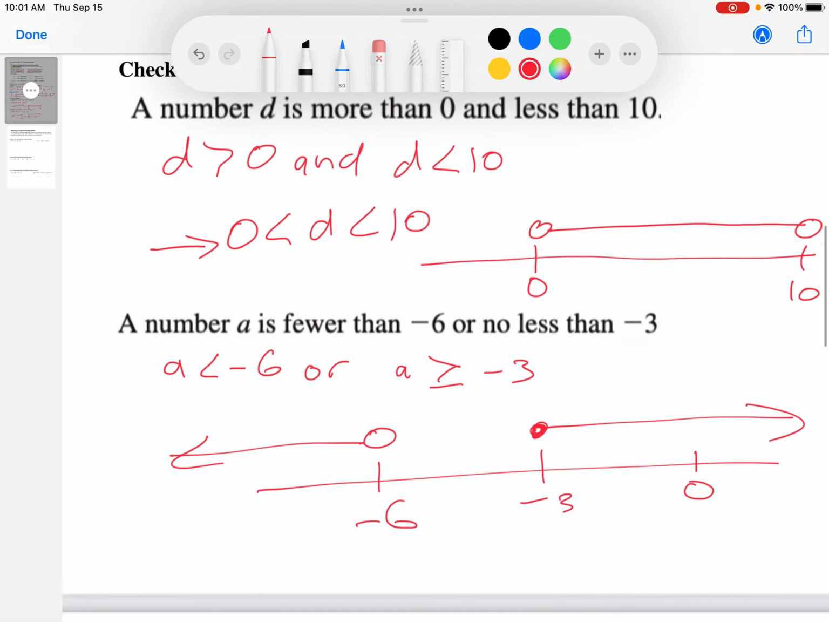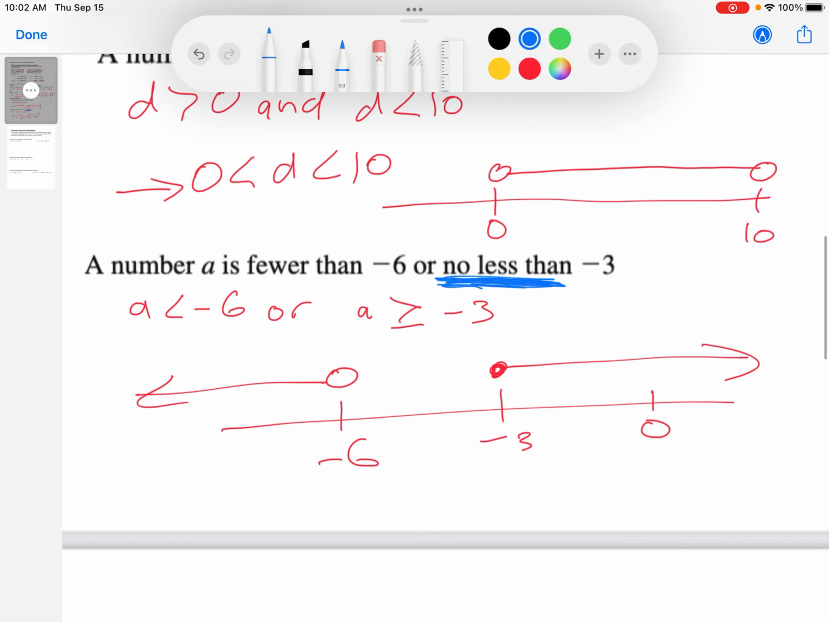And sometimes some of this verbiage that's specifically in this problem right here kind of confuses some students. So the first part of it, a number A is fewer than -6. That fewer than is, of course, less than. But this other statement right here sometimes confuses students when they see no less than. When they see the less than part, they automatically think, well, the less than is simple. But it says no less than, which actually means greater than or equal to. So make sure you're careful with that. And then this is how you should have graphed it right here.